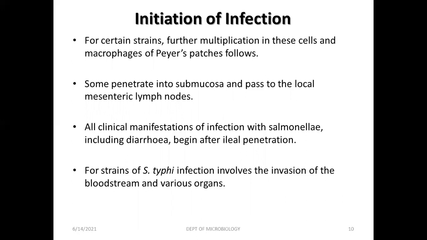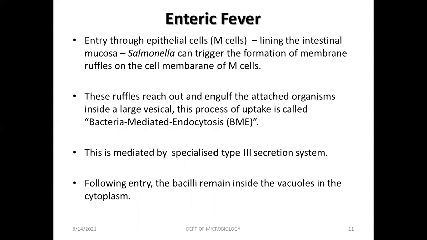Certain strains of Salmonella can further multiply in these cells and macrophages of Peyer's patches. Some can penetrate into the submucosa and pass to the local mesenteric lymph nodes. All the clinical manifestations of the infection caused by Salmonella, including diarrhea, start after the penetration by the Salmonella of the ileal wall. Certain strains of Salmonella type infection involve invasion of the bloodstream and various organs.